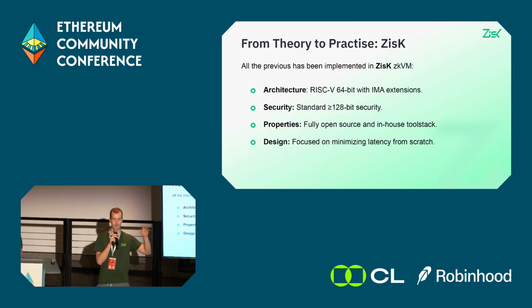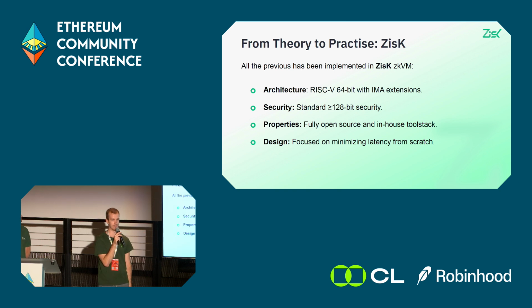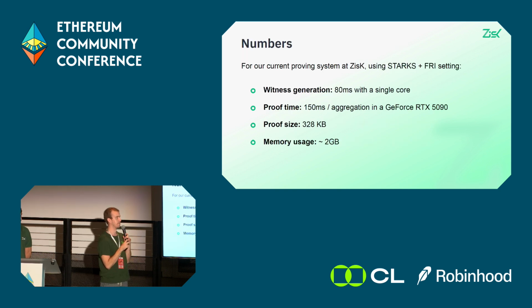Everything we've explained so far was mostly from an abstract point of view. We've been applying this in ZisK, which is a zkVM that we've been developing for the last year, at the beginning in Polygon, and now as an independent project. Jordi will explain it in a couple of hours in the retro stage. But here you can see some properties and some numbers. At ZisK, we're using STARKs and FRI. Here you can see numbers for a single recursion step: how long it takes, how much memory it uses, and the proof size.